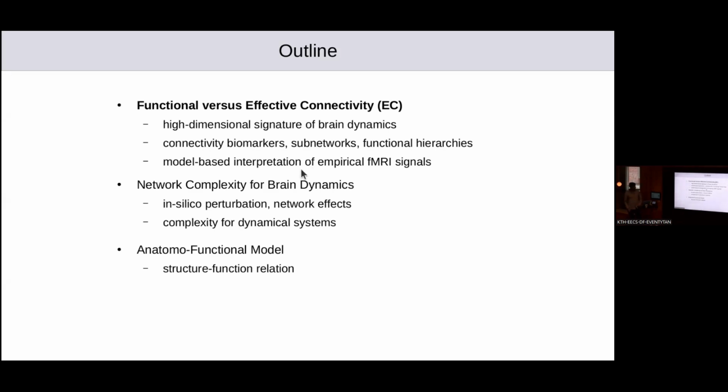In the second part of the talk, I will see how the same model can be used this time to interpret the brain dynamics in terms of network complexity. And then in the end, I will go back to different flavors of whole brain modeling, anatomo-functional, so models that can combine anatomical data like structural connectivity and functional data, and see how we plan to develop and extend this model in the future.